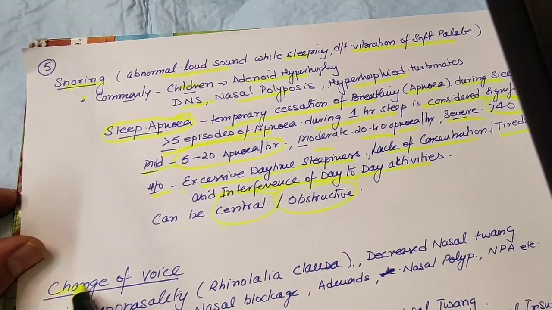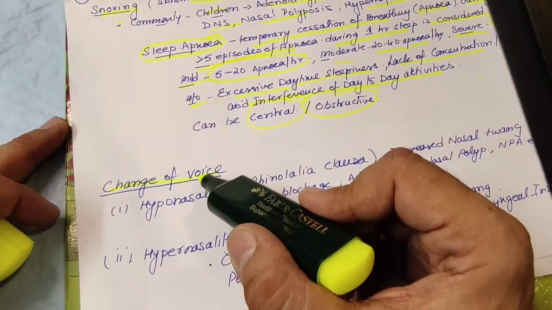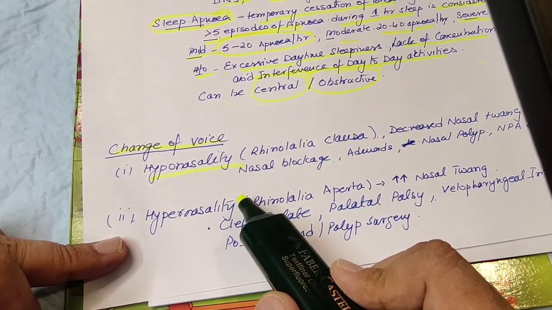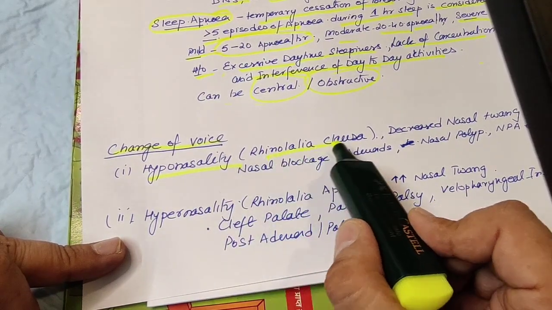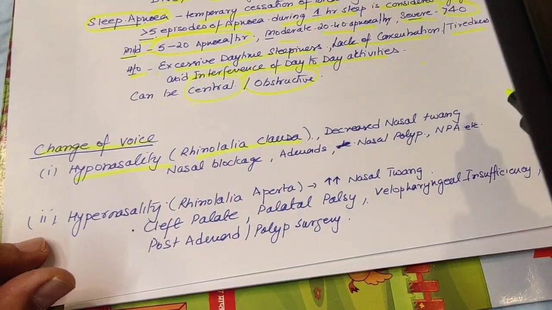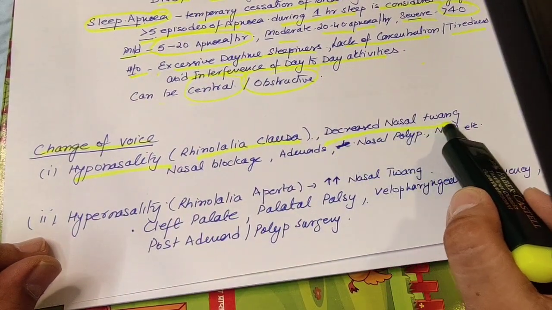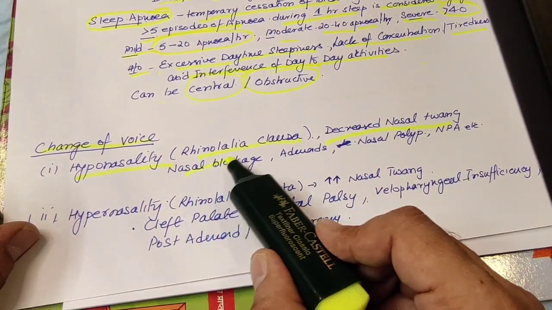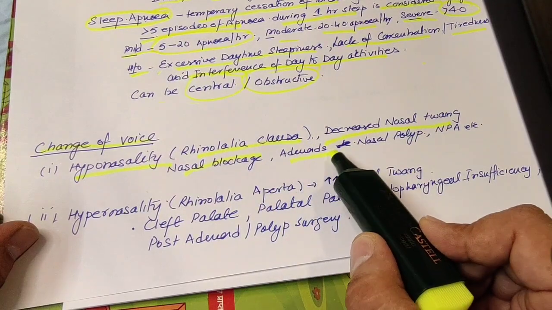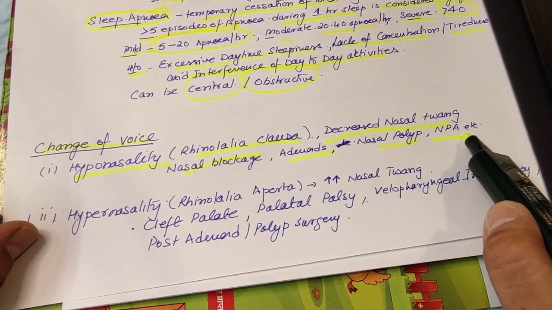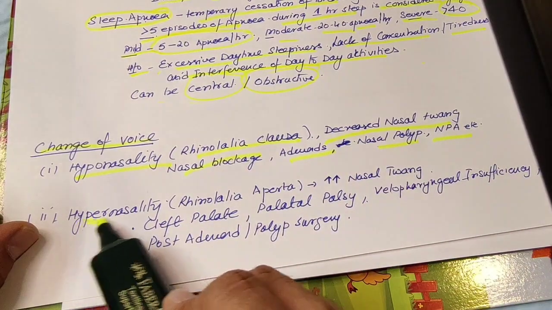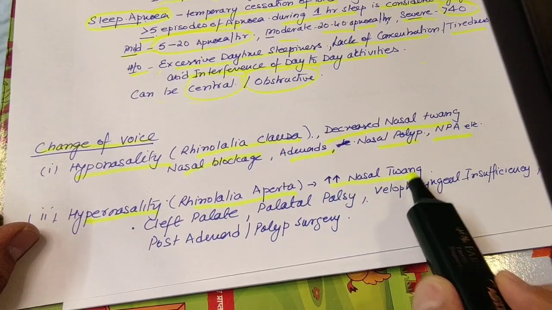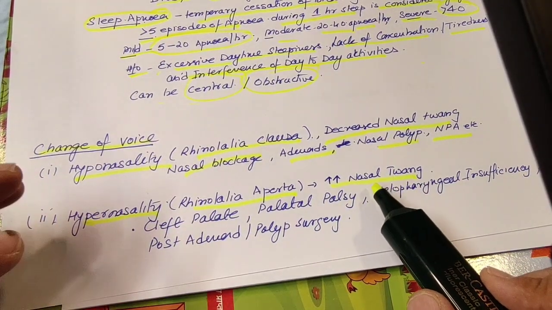Then another important complaint that we must look into is the change of voice. So there are mainly two types. One is hyponasality. This is called rhinolalia clausa, where there is a decreased nasal twang. So it's a muffled voice that comes generally in cases of total nasal obstruction like adenoids or nasal polyps or nasopharyngeal angiofibromas. Then there can be hypernasality, which is rhinolalia aperta, where there is an increased nasal twang. The patient will speak as if speaking through the nose.